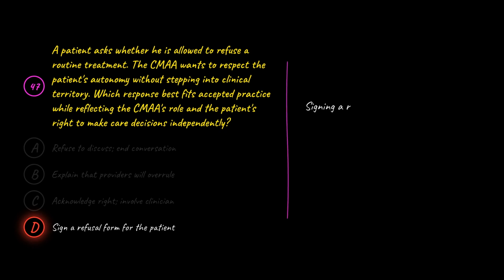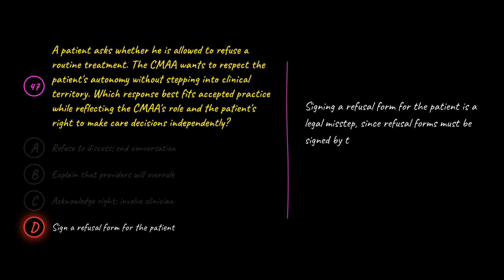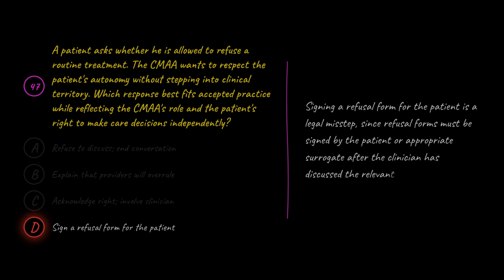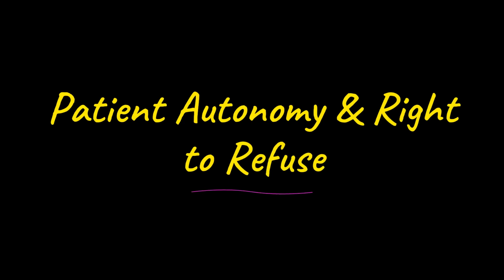D is wrong because signing a refusal form for the patient is a legal misstep, since refusal forms must be signed by the patient or appropriate surrogate after the clinician has discussed the relevant information. Patient autonomy means competent adults have the legal and ethical right to refuse any recommended treatment, not just to accept it. This right is as protected as informed consent, and the entire care team must respect it.